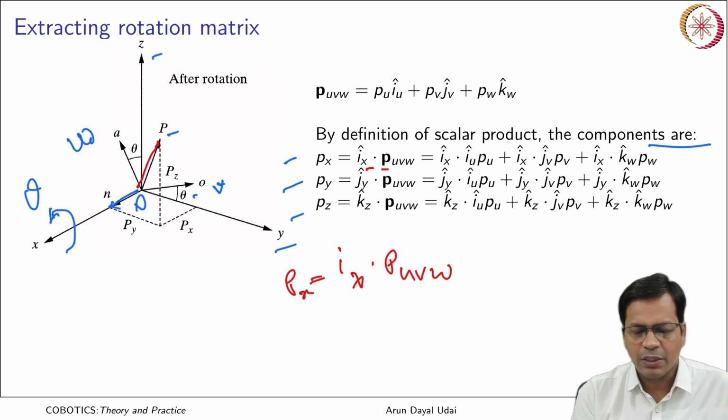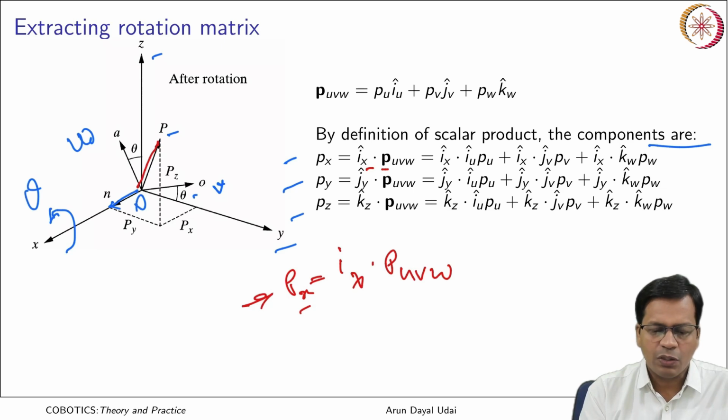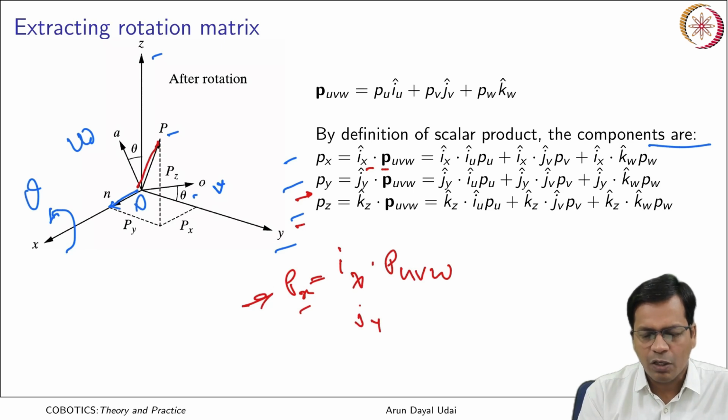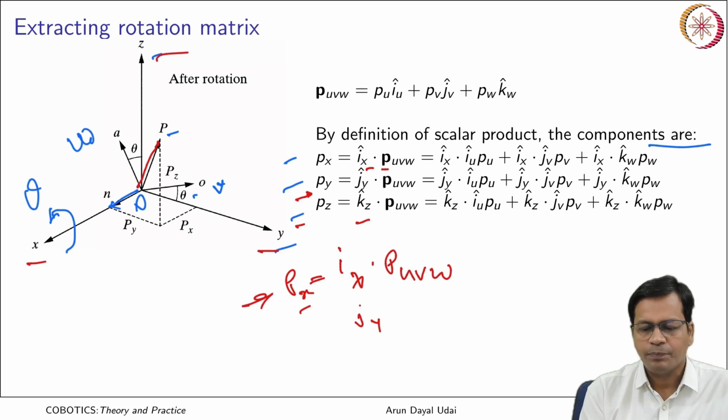This is the first thing I do to get Px, the projection of PUVW along x. Similarly, I could get Py by taking the dot product with Jy, and Pz can be obtained by taking the dot product with Kz. Here Ix, Jy and Kz are the unit vectors along the x, y and z axes.